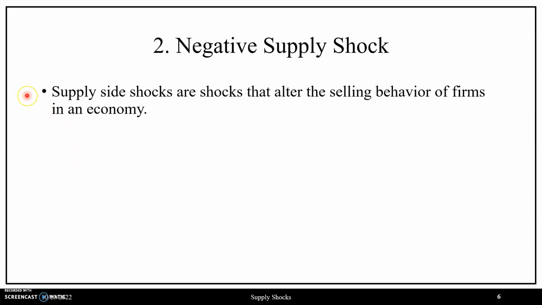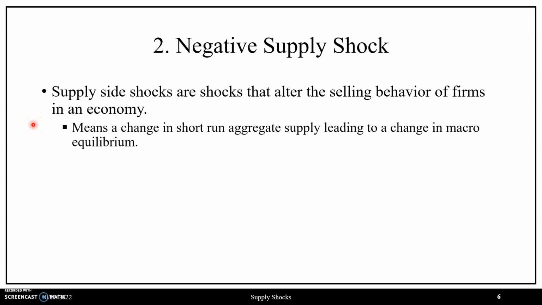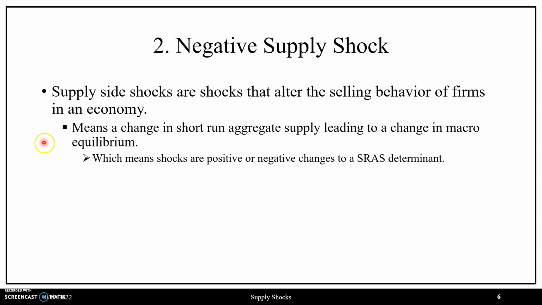Supply side shocks are shocks that alter the selling behavior of firms in an economy, which means a change in the short-run aggregate supply curve corresponding to a change in macro equilibrium, where this means that shocks are either positive or negative changes to one of the short-run aggregate supply curve determinants that we encountered when discussing the short-run aggregate supply curve. With this in mind, let us see the effects of a negative and a positive supply shock on an economy in terms of what type of movement it generates and what type of short-run equilibrium it generates as well. We will start with a negative supply shock.